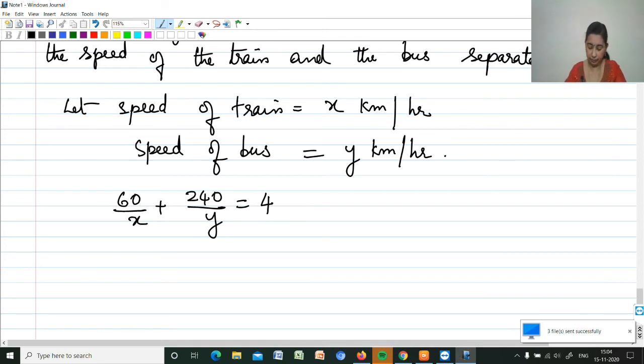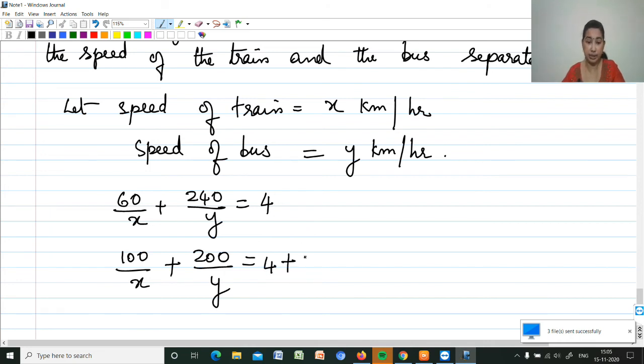Same way, 100 kilometers by train and remaining by bus, that means 100 divided by x plus the remaining 200 kilometers that she travels by bus, and in total she takes 10 minutes longer. So here she is taking 4 hours, so 4 plus 10 minutes longer means 10 divided by 60. We have to convert everything to hours.